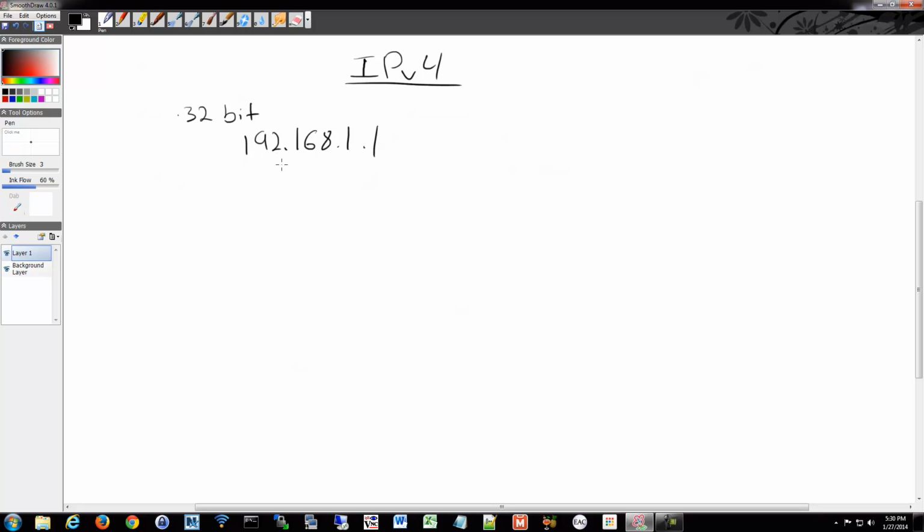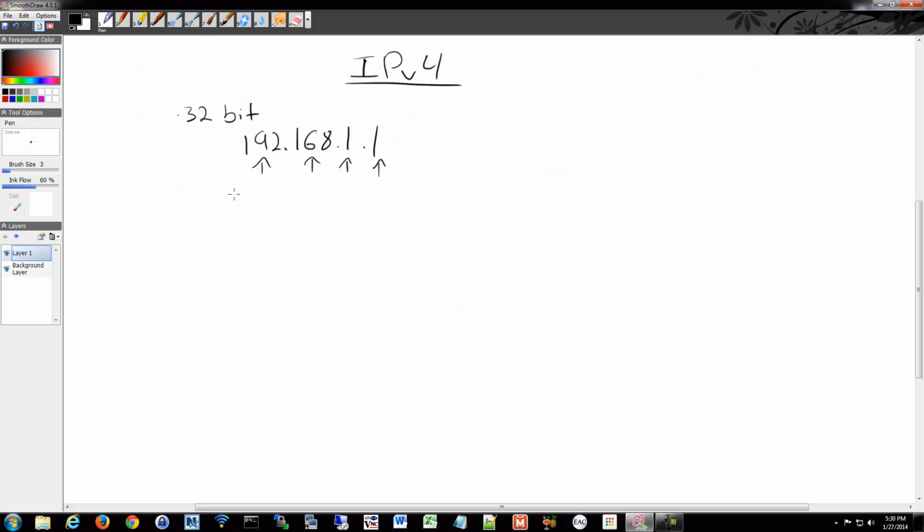Each set of 8 bits is called an octet. So we have 1 octet, 2 octet, 3 octet, 4 octet. So 8 times 4, you have 32 bits. Each one is separated by a dot to make it easier for us to read and interpret. So if we have an address like this, in reality, it's 8 bits separated by these dots.